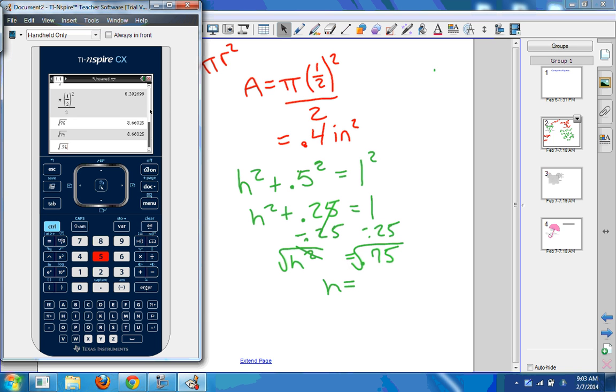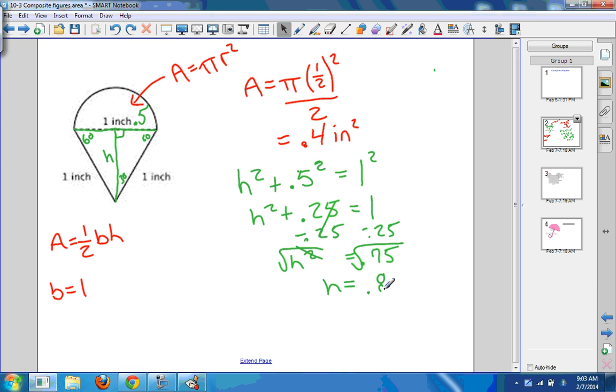0.75 is equal to 0.866. So let's call it that, 0.866. So now we can use our formula here. Area is equal to 1/2 base times height. So the area is equal to 1/2 times my base, which we said was 1, times my height, which we got, 0.866.